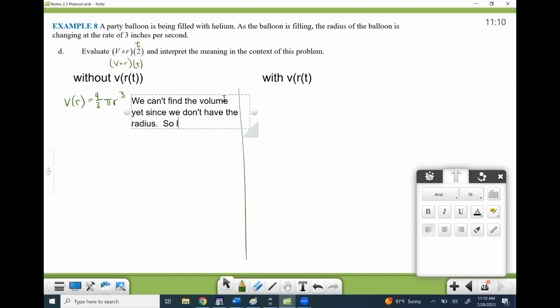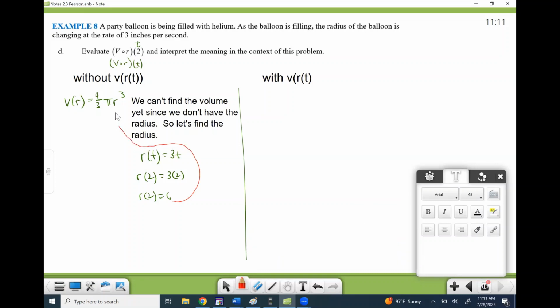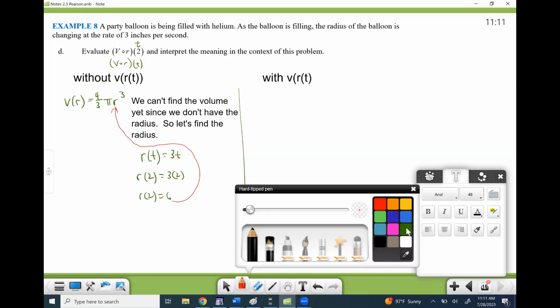Okay, so let's find the radius. So we have this other function, right? Which is that R as a function of time is 3t. So we're going to substitute in time 2 to get that the radius is going to be 6. Okay, so now that we have the radius, I know we already found that, you guys, but we're just pretending right now we didn't. Now we can finally go here.